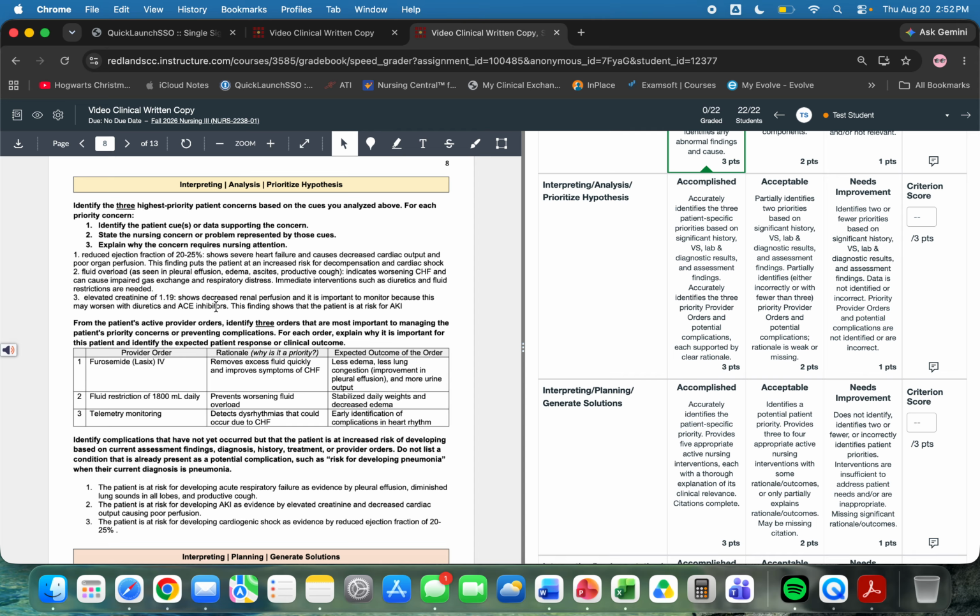It's kind of one of those things when we teach students, how do you prioritize? It's what are the things that are going to really kill your patient the fastest? And so that's what we want to see them start to narrow things down to.